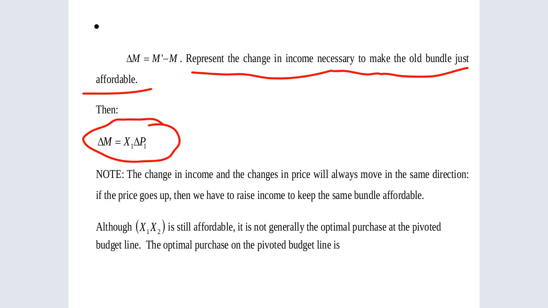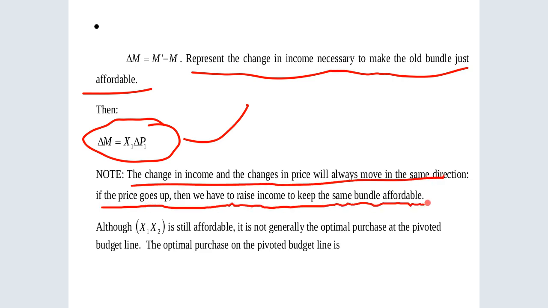The change in income to keep the old bundle affordable is simply the change in the price of good one times the units of good one. That is the change in income that is necessary to make the old bundle just affordable. Now you need to note that the change in income and the change in the price will always move in the same direction. So if the price goes up, then we have to raise income to keep the same bundle affordable. If the price reduces, we also need to adjust the income downwards so that the same bundle remains affordable.